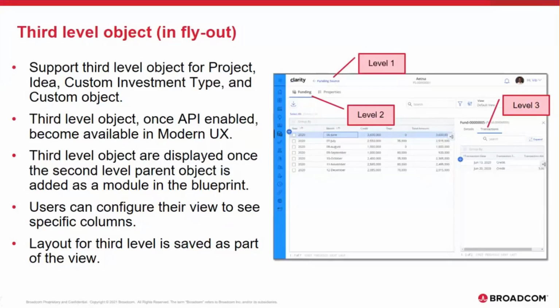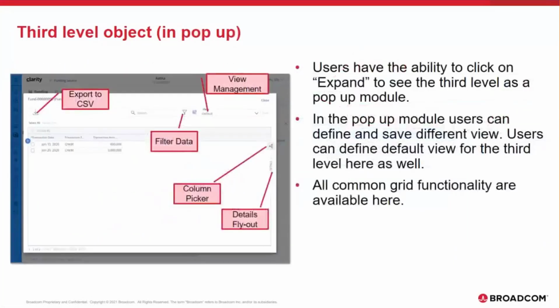Users can configure the columns and views that they want to see by opening this third level by clicking on the expand button. Once you click on the expand button, the third level object is then displayed in its own modal where all the common grid functionality is available, such as the export to CSV, filter for specific data, defining its own layout and views, the different columns, as well as its own flyout.